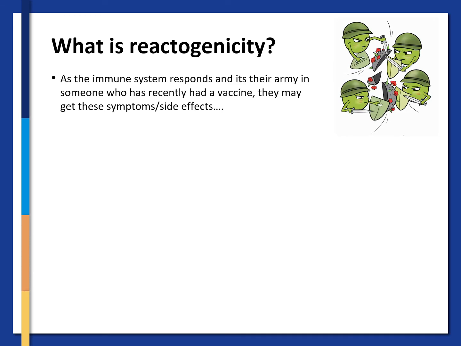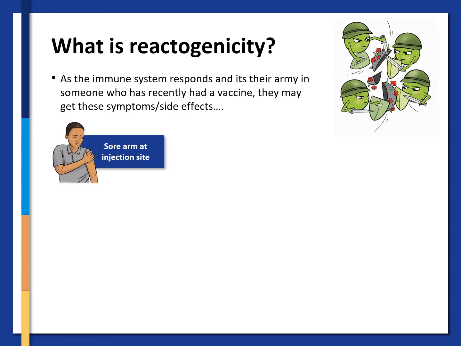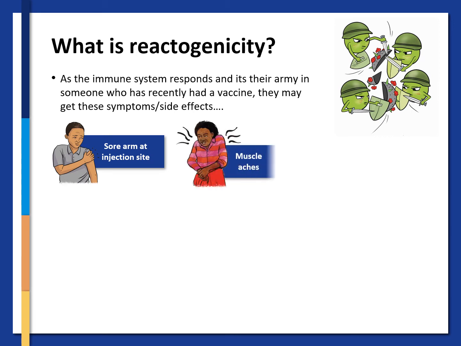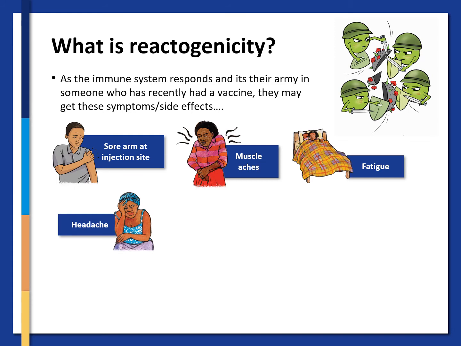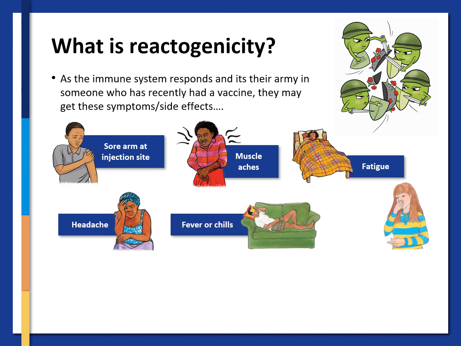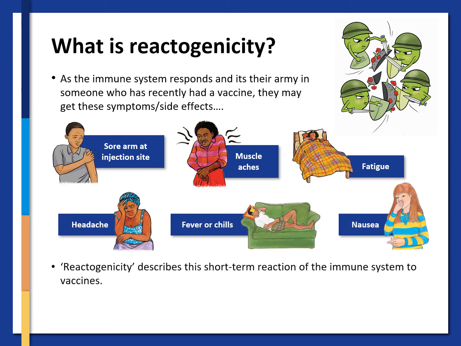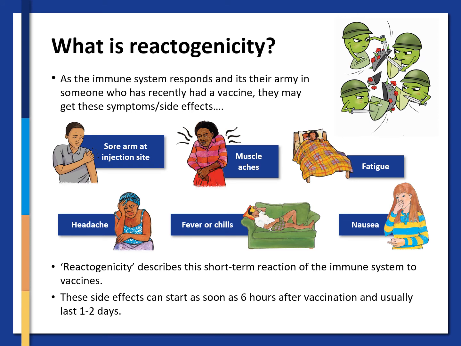So, as the immune system responds and builds its army in someone who has recently had a vaccine, they can get some of these common symptoms which we call side effects: a sore arm at the injection site, muscle aches, fatigue or tiredness, a headache, fever or chills, or nausea. Reactogenicity describes the short-term reaction of the immune system to vaccines. These side effects can start as soon as 6 hours after vaccination and usually last 1 to 2 days.